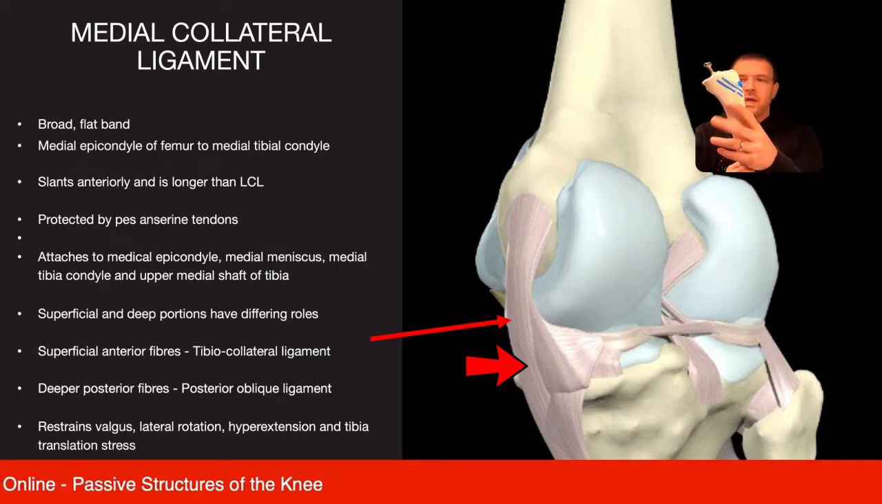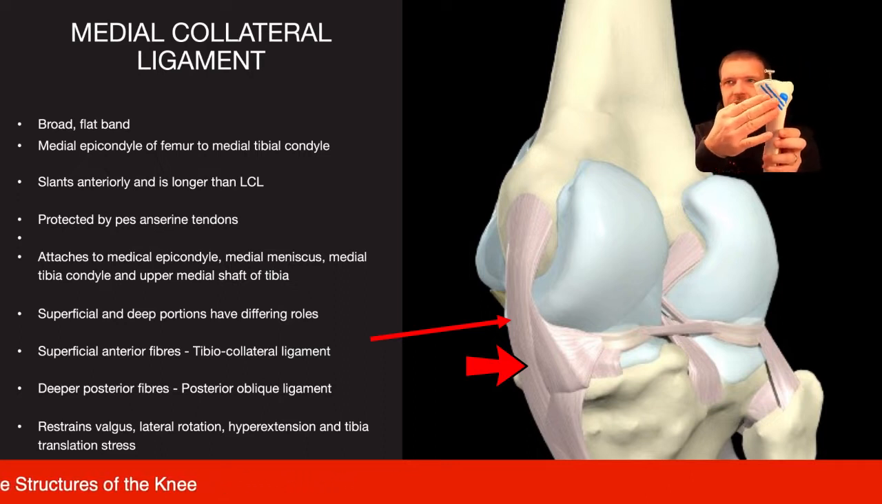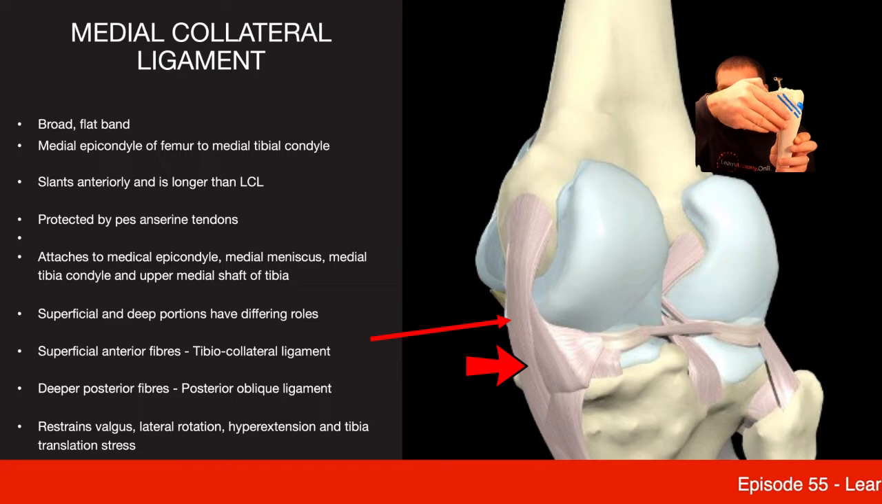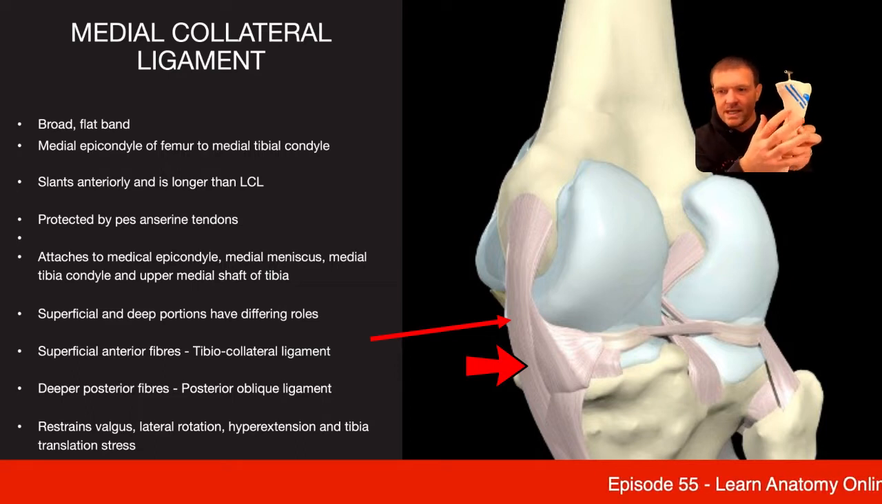There it is. So it extends quite low down, sort of around this area on the tibia. So it's a lot lower than you think. It doesn't just stop up around here on that tibial condyle. It blends into the periosteum quite low down.